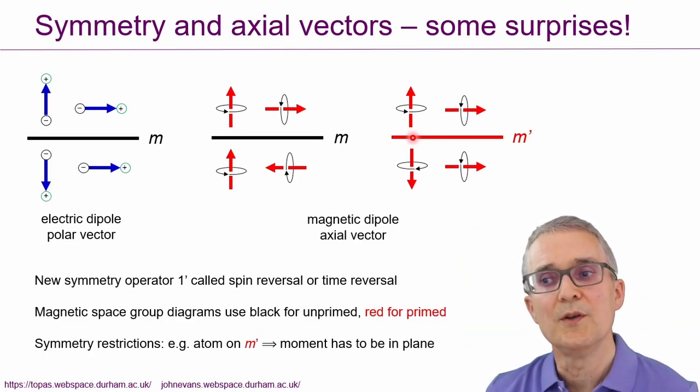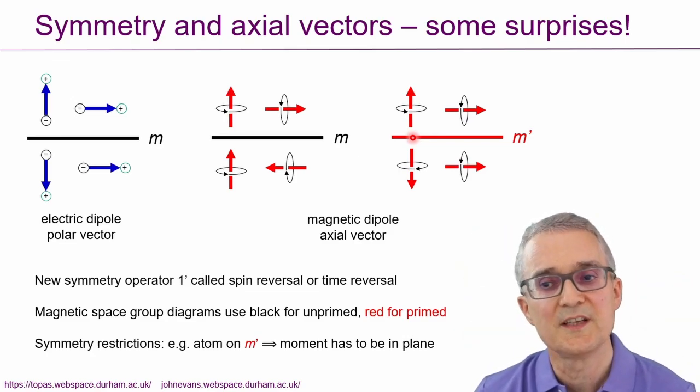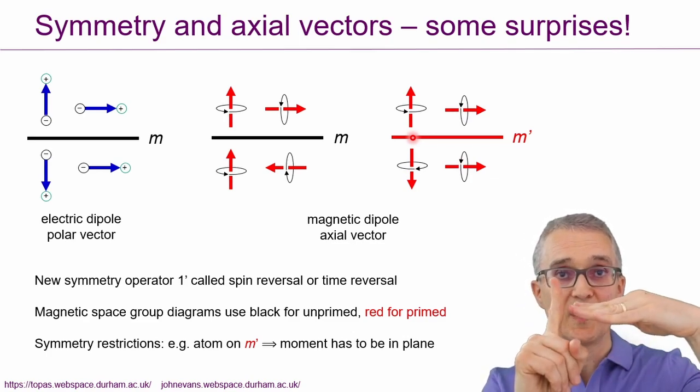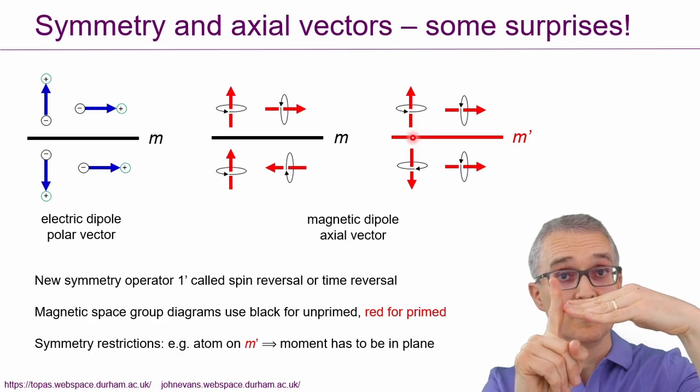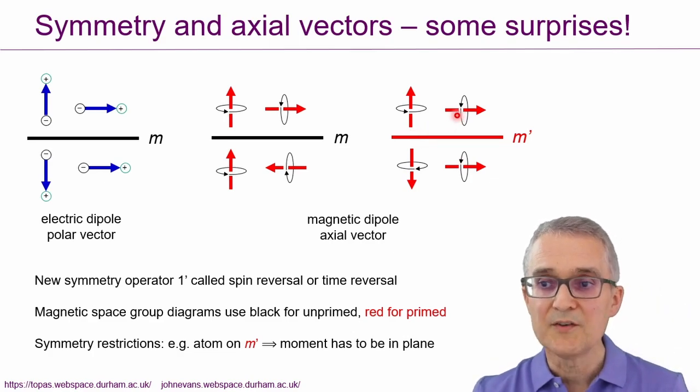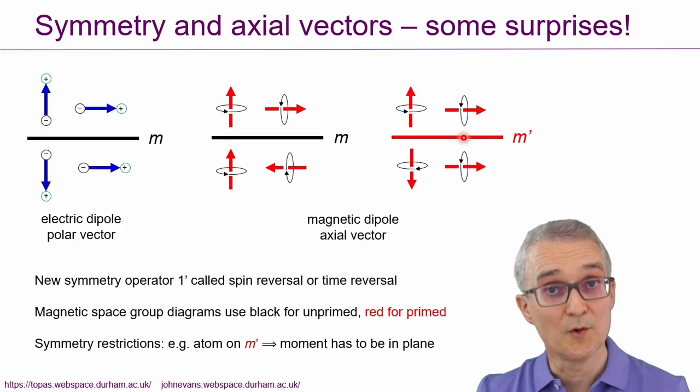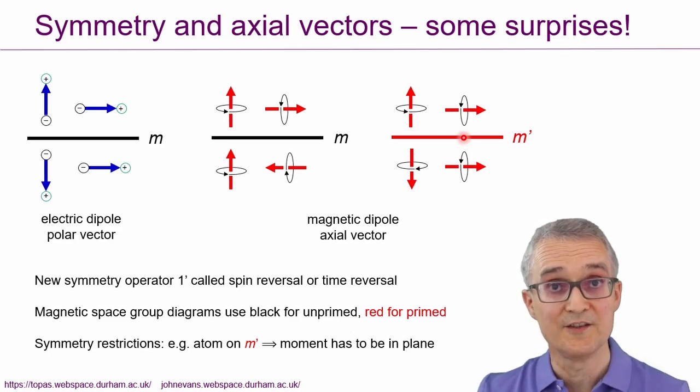So essentially what you can say is that if you have an atom sitting on a red mirror plane, it can't have a component of its magnetic moment perpendicular to that plane. If we think about a horizontal moment, if you had a horizontal moment sat on the mirror plane, and you apply that mirror symmetry, it doesn't change the direction of the magnetic moment.